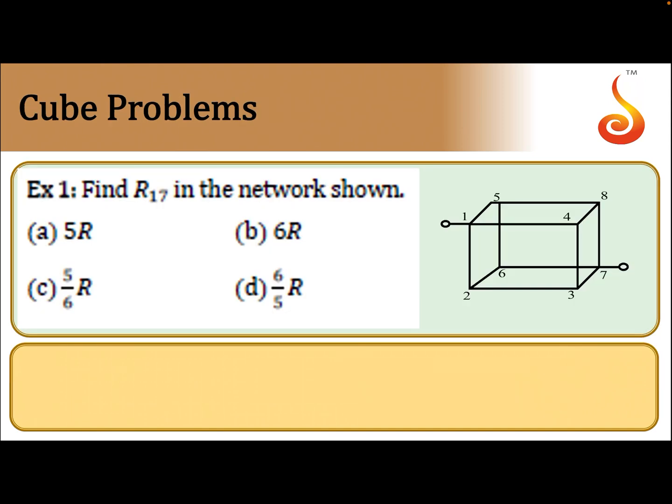So based on this, let us consider one problem. Example number 1 in Q problems. Find R17 in the network shown. Options are 5R, 6R, 5 by 6R, 6 by 5R.